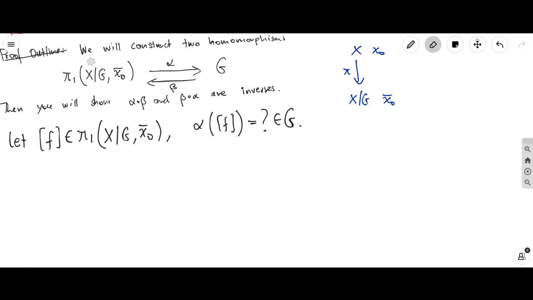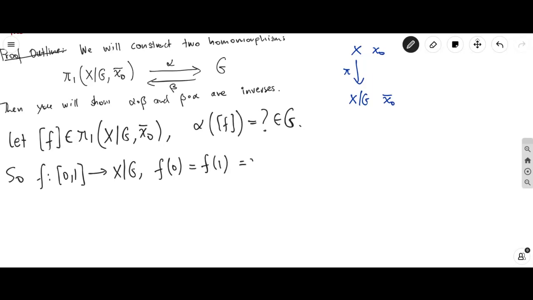In order to define this mapping alpha, you have to pick something in here. And by definition, these are homotopy classes of loops. You have to define how you're sending this loop so that it ends up in the automorphism group. So what do we know about f? Well, f is a closed loop. So it's a path in the quotient that has the initial condition that f of 0 is equal to f of 1, and they're both equal to x0 bar.